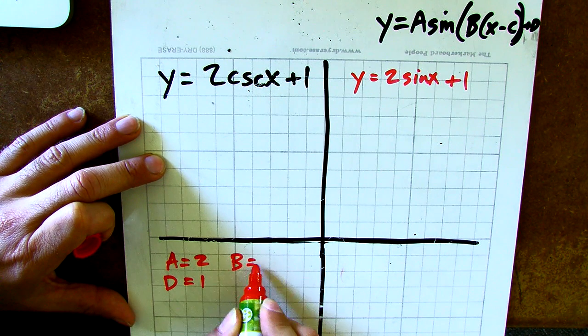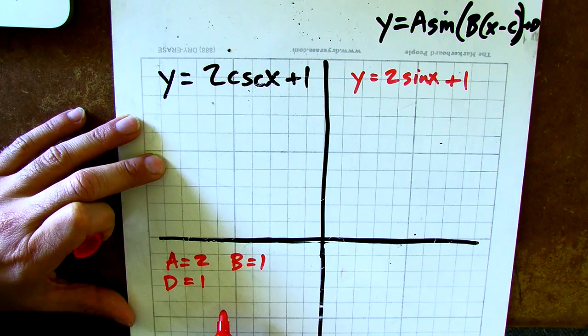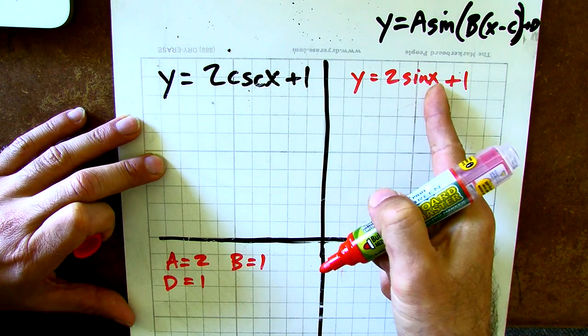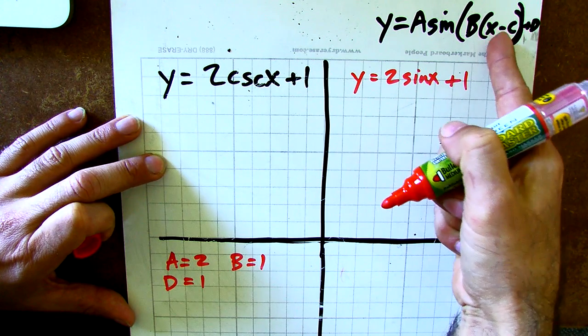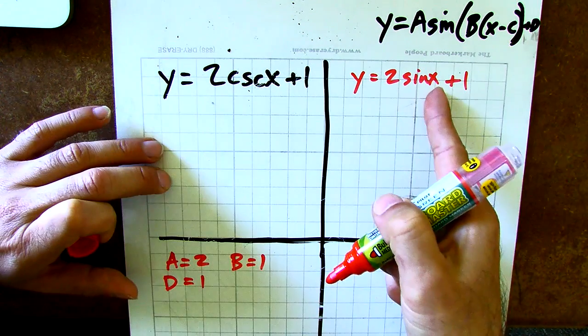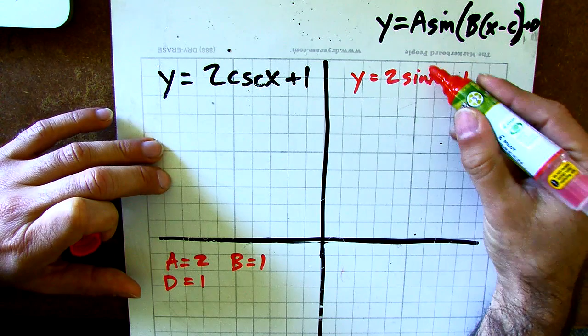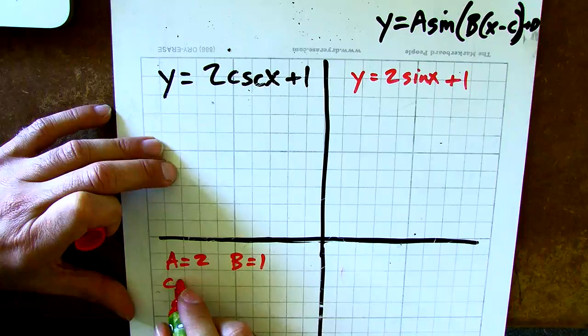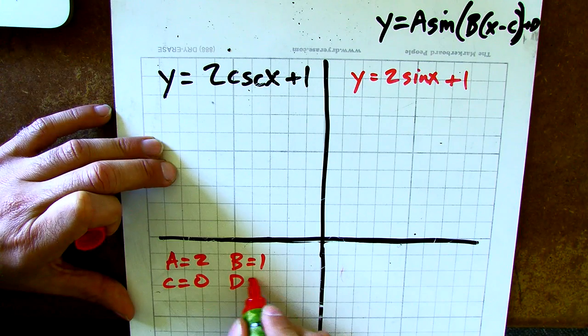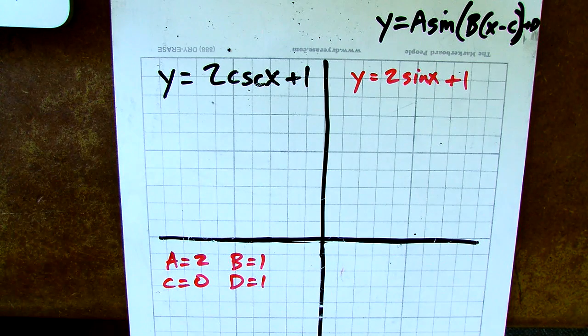B is equal to 1 because it's 1x. C, there's no expression x minus c or x plus c. It would be in parentheses if there was a c value. So we know that c is equal to 0. We have all of them. Okay. So let's see, what does this mean?